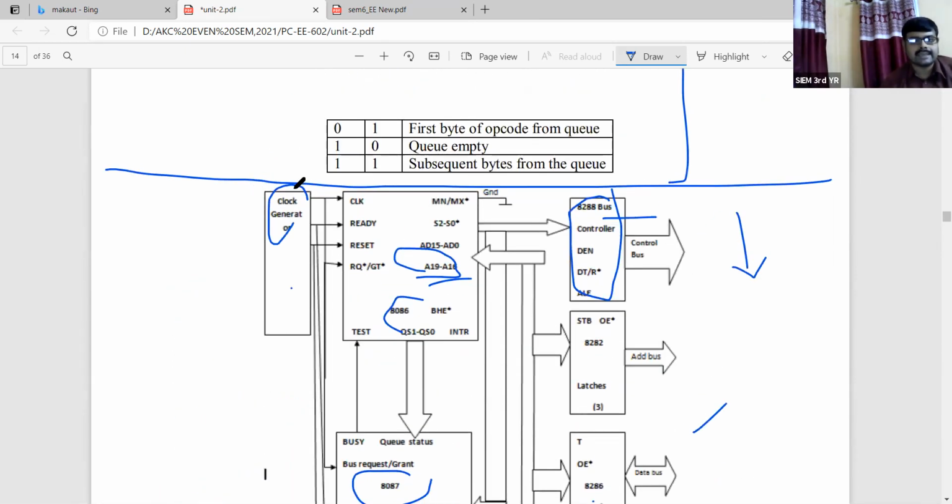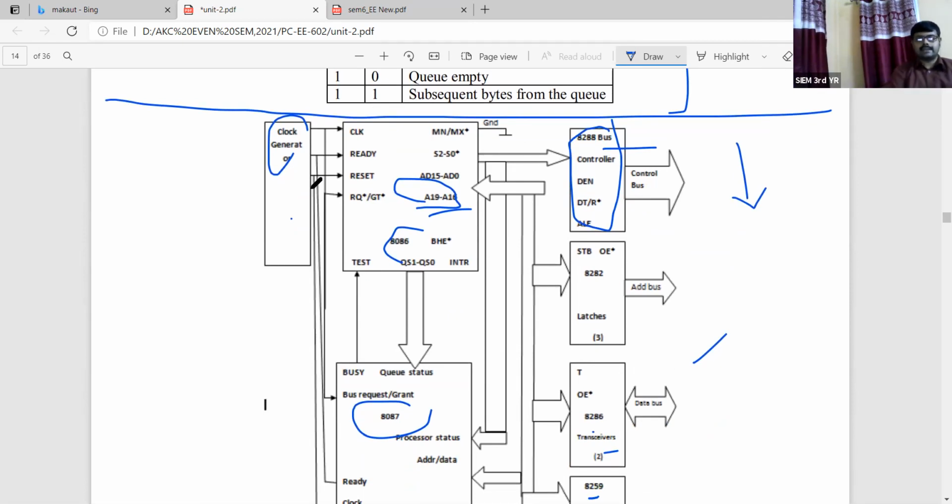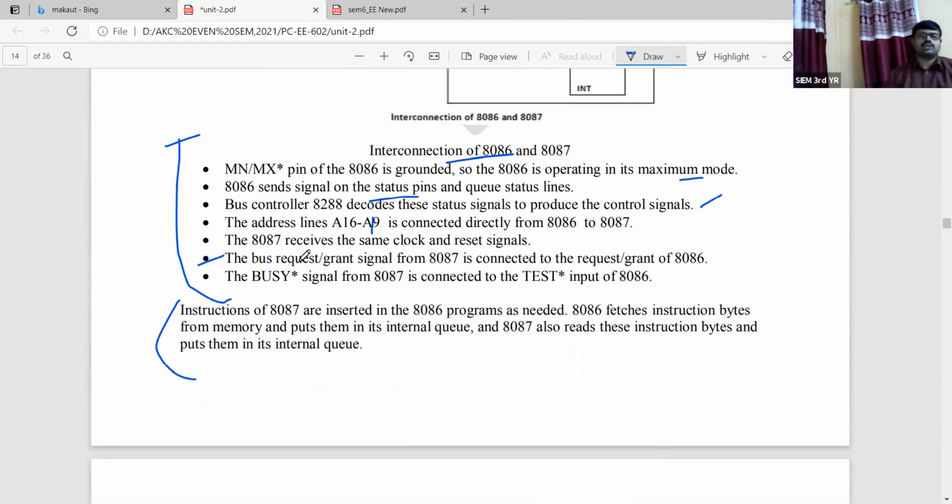If you see the connection diagram, the same clock as well as the reset, two different signals. This is the synchronous mode of operation, the synchronous type of operation we want to get between the 8086 and the 8087. For this reason, the point is very crucial: the 8087 receives the same clock and the reset signal.